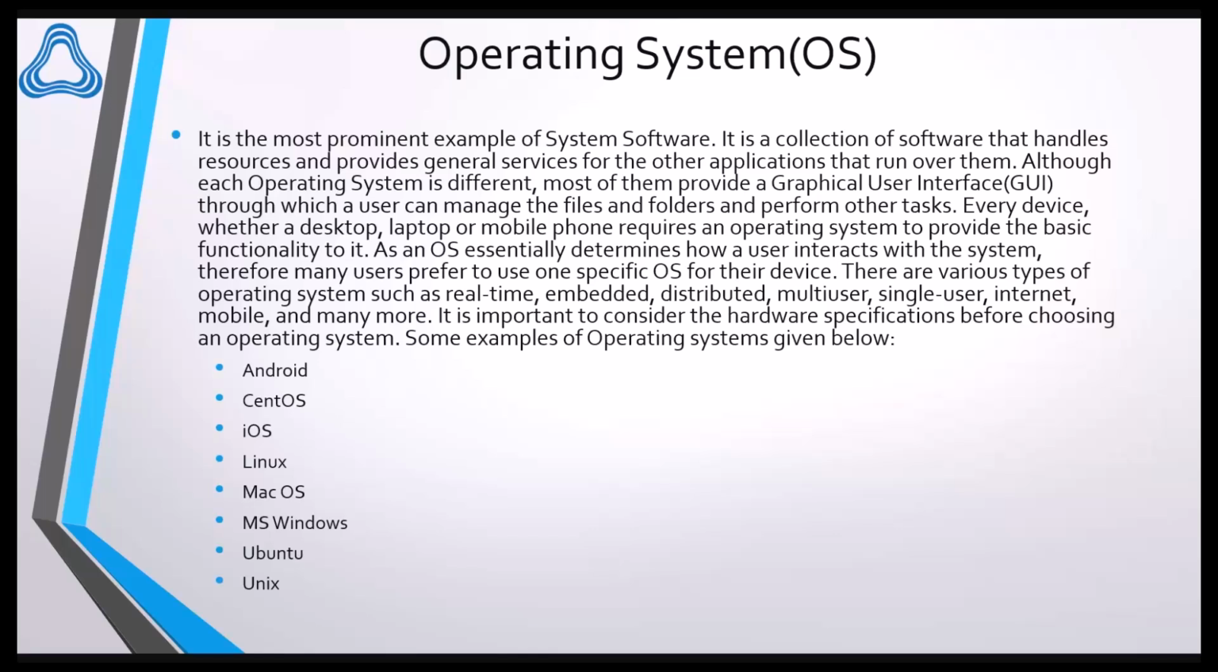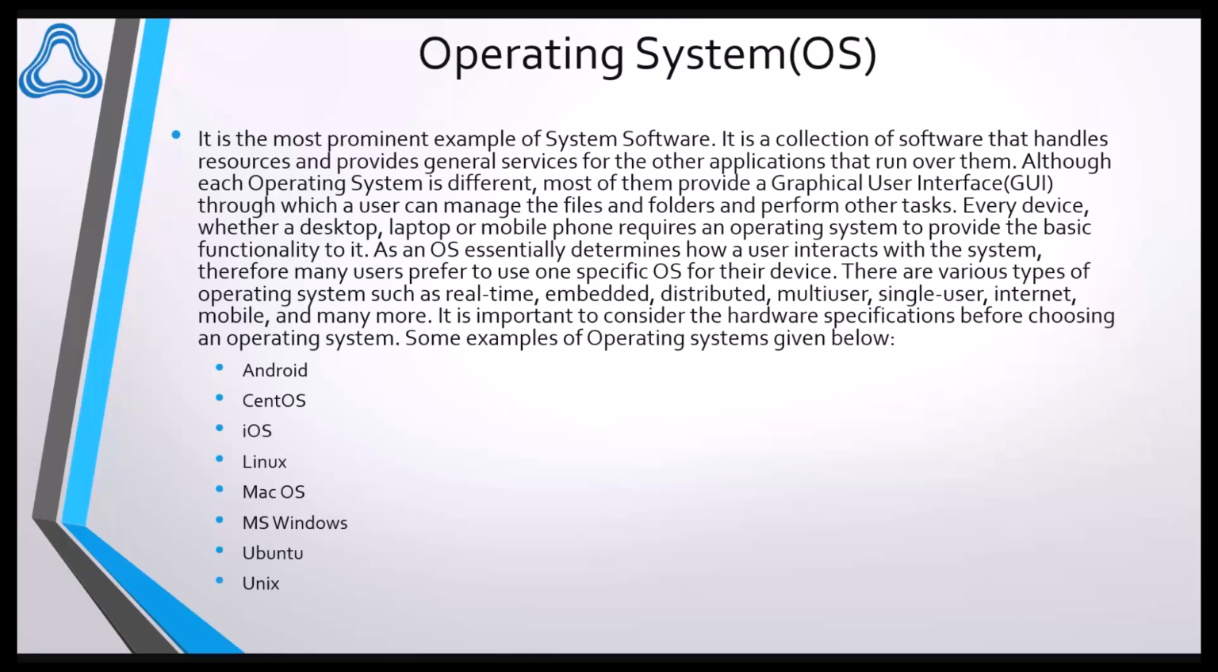Each of these, there's a way we are used to working with each of these devices, and that's why we are saying each one of us has our own preferred way of working. Now we have various types of operating systems, such as real-time operating systems, embedded operating systems, distributed operating systems, multi-user and single-user operating systems, internet-based operating systems, mobile operating systems, and many more. You can actually go online and look at more details into each of these.